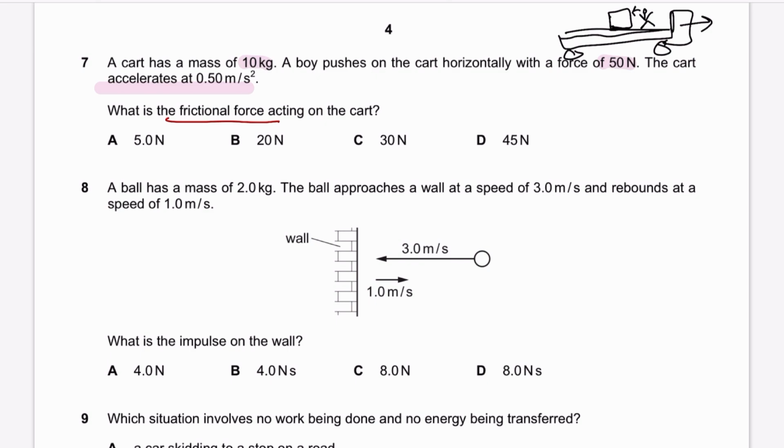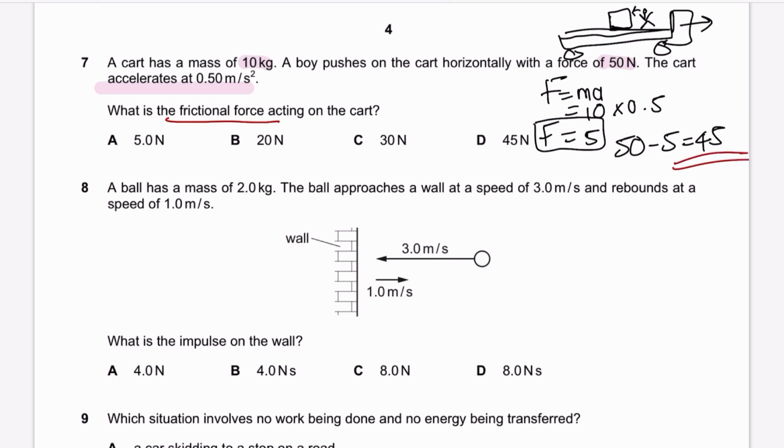So let's first find out the force that is actually being applied in order for it to accelerate. F is equal to ma. Mass we have 10 kgs and acceleration we have 0.5 meters per second squared, which gives 5. So the actual force that is causing an acceleration or causing work is 5 newtons. So what is left? It's 50 minus 5 is equal to 45. This is frictional force. I'm sure the boy is applying it, but it's not really causing an acceleration. So the answer for number 7 is D.